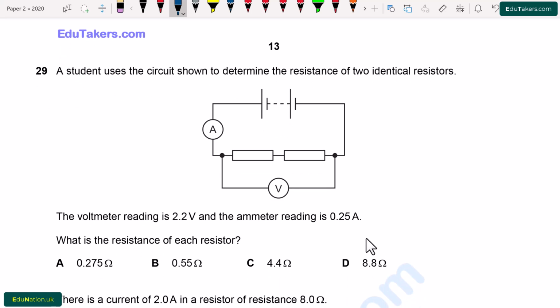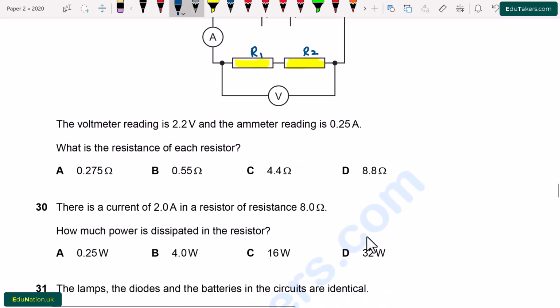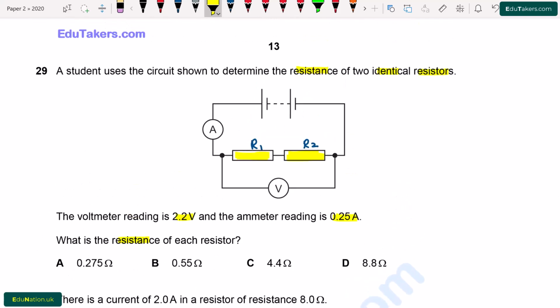Question number 29. A student uses the circuit shown to determine the resistance of the two identical resistors. So here are two identical resistors. I suppose that the first is R1 and the second is R2. The voltmeter reading is 2.2 volt and the ammeter reading is 0.25 ampere. What is the resistance of each resistor? So here we have to find out the resistance of each resistor, which is R1 and R2.